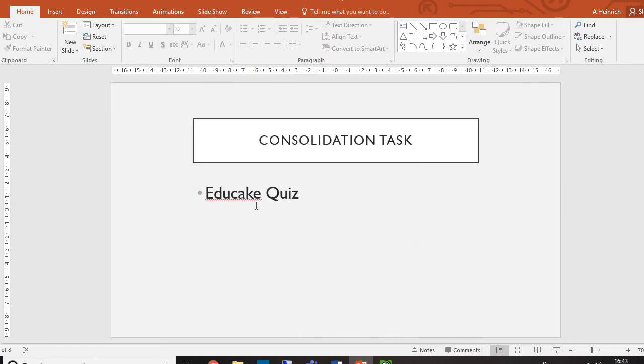The final thing will be your consolidation task, which, as I say, is an Educake quiz, which will talk about all of the fundamentals of waves, including all of the different equations and how to use them and the parts of a wave that we have visited so far.